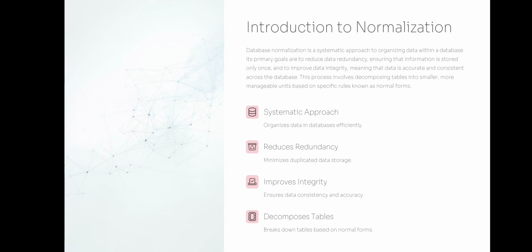Its primary goals are to reduce data redundancy, ensuring that the information is stored only once, and to improve data integrity, meaning that data is accurate and consistent across the database. This process involves decomposing tables into smaller, more manageable units based on specific rules known as normal forms. It is a systematic approach that reduces redundancy, improves integrity, and decomposes tables.